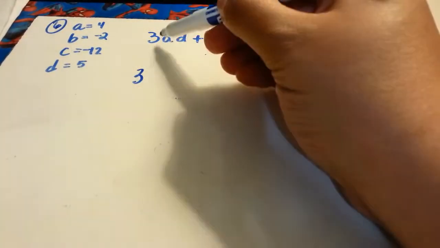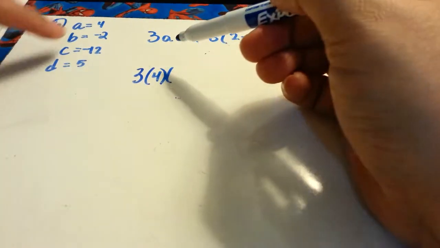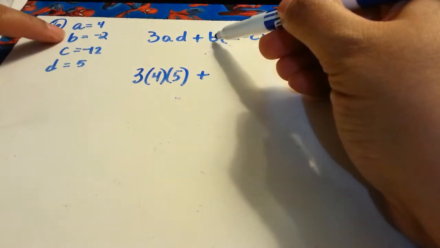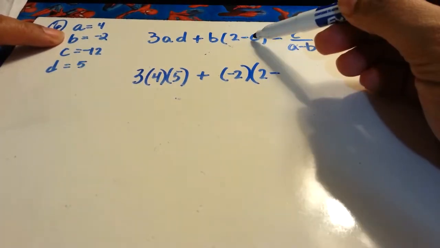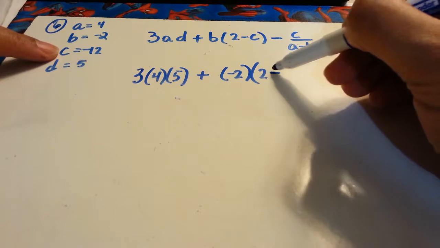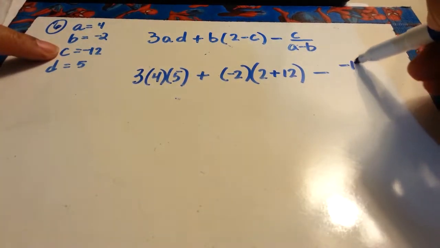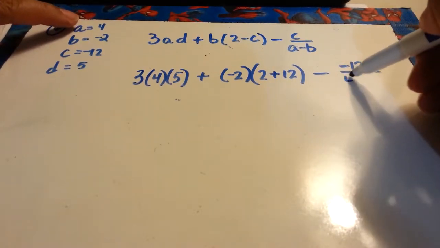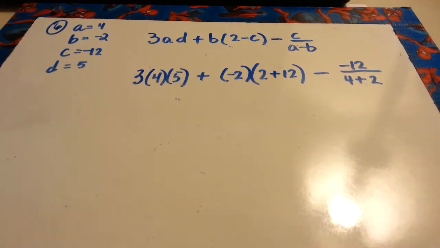So this is 3 times A. What is A? A is a 4. What is D? D is a 5. Plus B. B is a negative 2. Times 2 minus the value of C. What is C? A negative 12. Well, minus a negative 12 is plus a 12. Minus C, which is a negative 12, over A minus B. A 4 minus a negative 2, which means a plus 2.